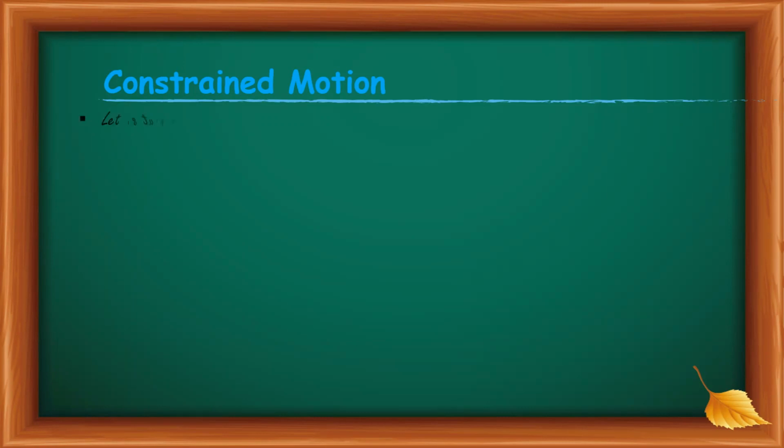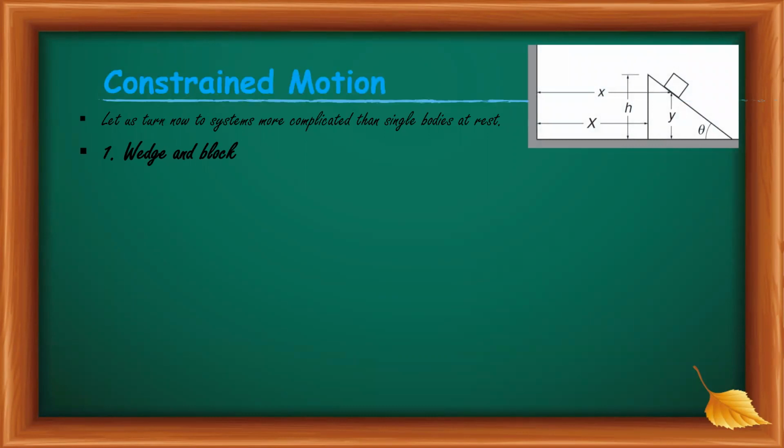The first one is a wedge and a block. Let us consider this figure. From the figure, it is clear that in an inclined plane, that is inclined at an angle theta, a mass is placed.